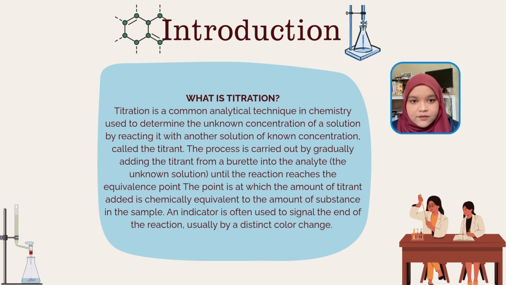An indicator is often used to signal the end of the reaction, usually by a distinct color change. For example, in acid-base titration, methyl orange is a common indicator that changes from red in acidic solution to yellow in a basic solution. Titration is widely used in laboratories, industry, education, and environmental science. It plays a key role in quality control, water testing, pharmaceutical analysis, and many other fields where precise chemical measurements are essential.